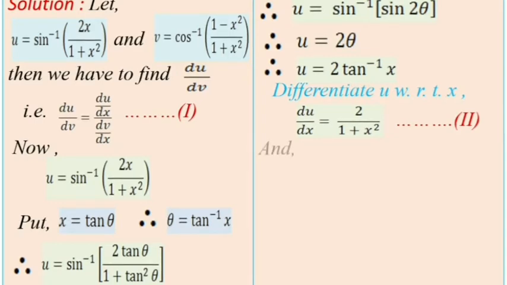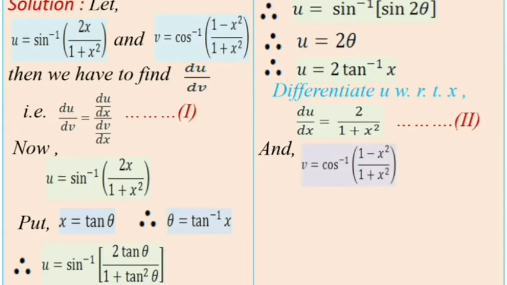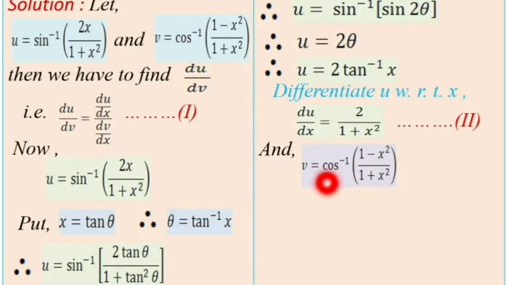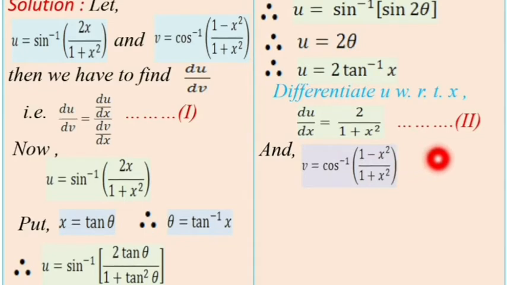Now taking the second function, v equal to cos inverse of, in brackets, 1 minus x square upon 1 plus x square. Here also the given function is in the form of an inverse function, and here also we have to use the substitution method.